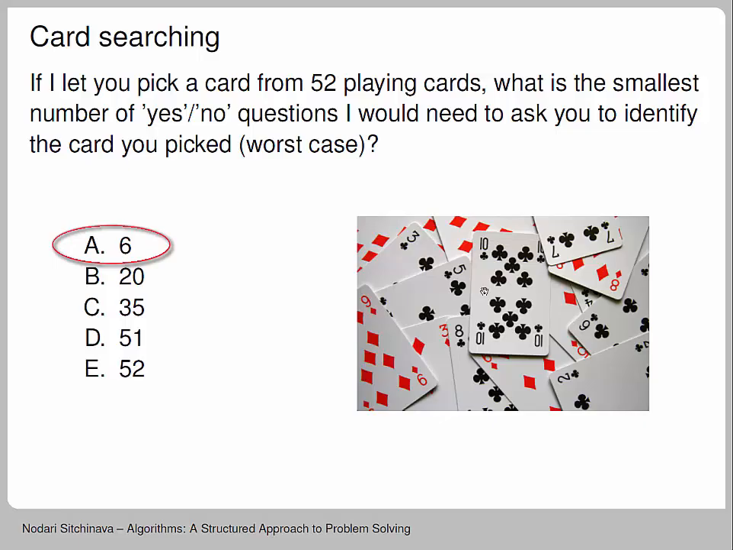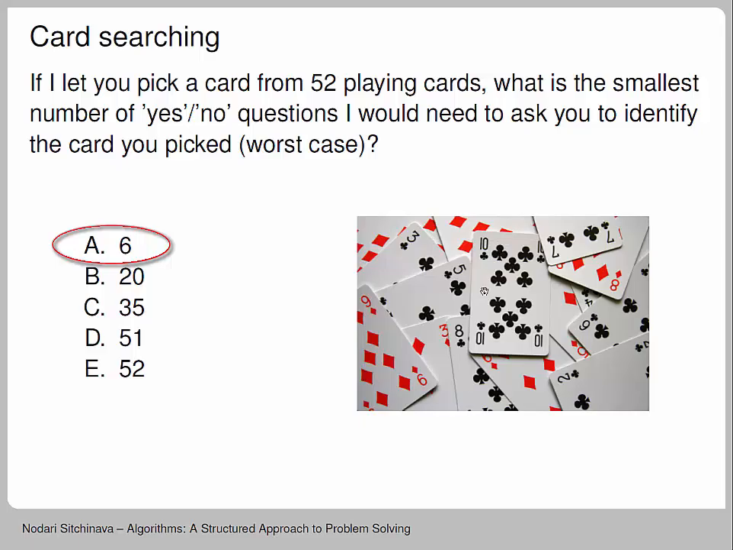The correct answer is 6. So to answer this question, I would first ask you whether the card is black or red. I can eliminate half of the cards by hearing the answer to this question. Assume, let's say, the card was black. Then I will decide which suit it is. Is it spades or clubs?